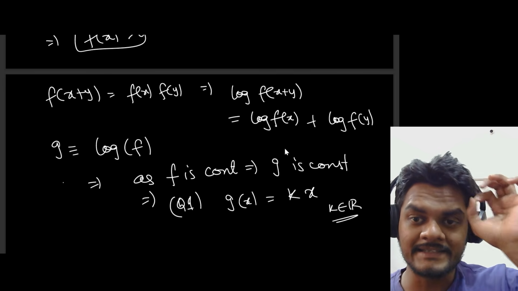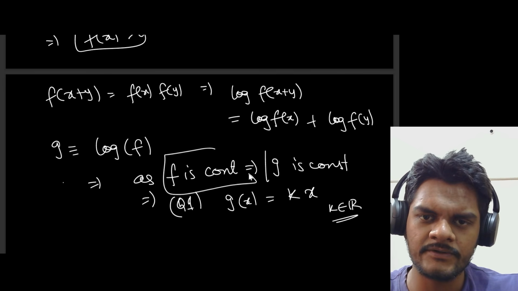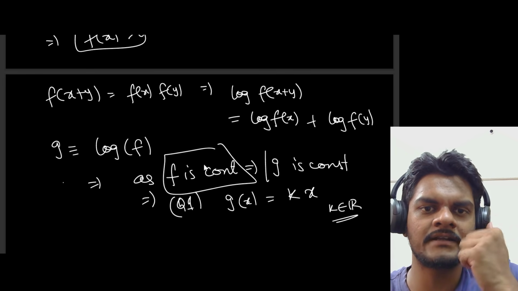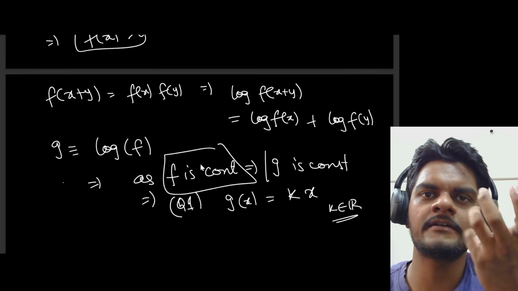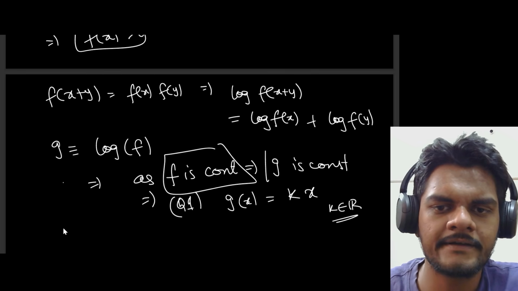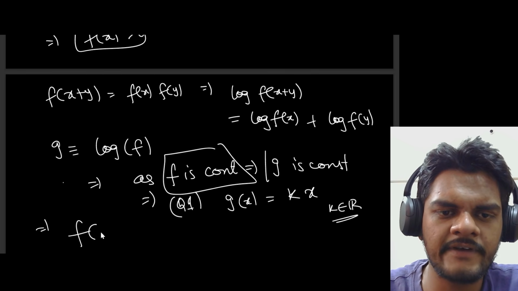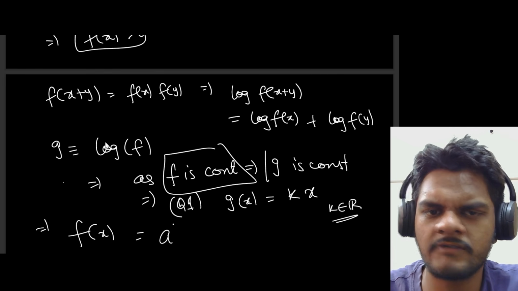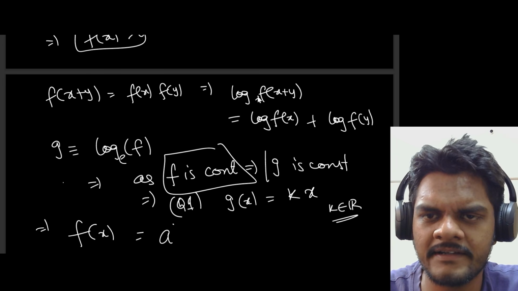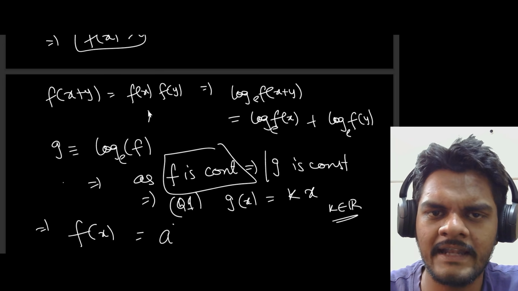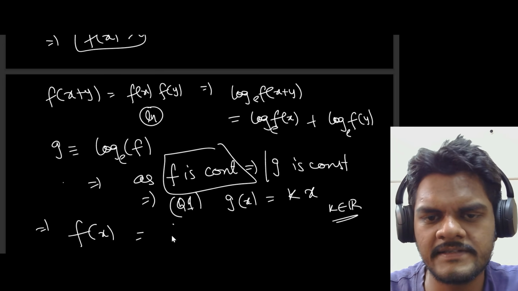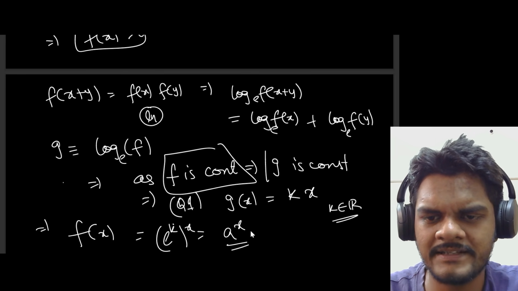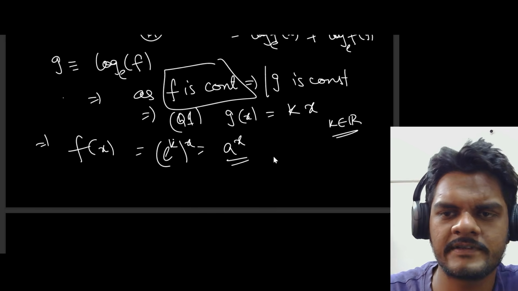For this, it is necessary that f is continuous. F's continuity has to be an assumption. It cannot be taken for granted. And that will imply f of x is equal to some a power, whatever. This log is log base e, generally we take. I should have written ln, but anyways, this is e power k whole power x, which is some a power x. It is always some a power x where a is positive, obviously.